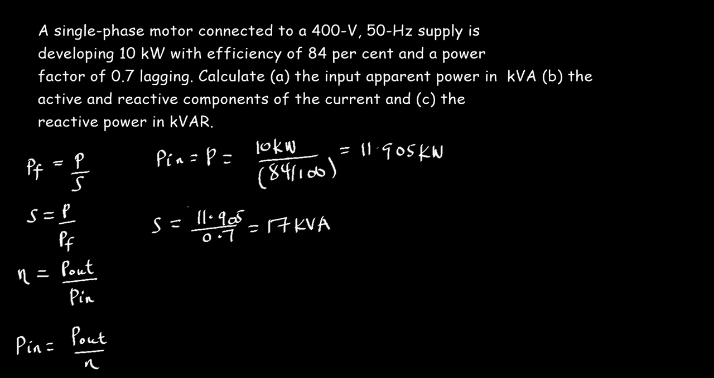The second question says we should find the active and reactive component of the current. Let's look at how you are going to do this. Just like we have a phasor diagram for the power in the circuit, we're going to have a phasor diagram for its current. You know that the active power goes in this direction, and then we have the reactive power in this direction, Q, and then we have the apparent power in this direction.